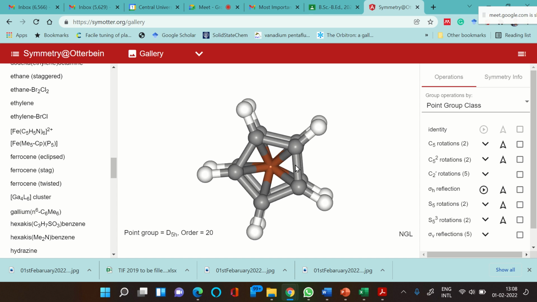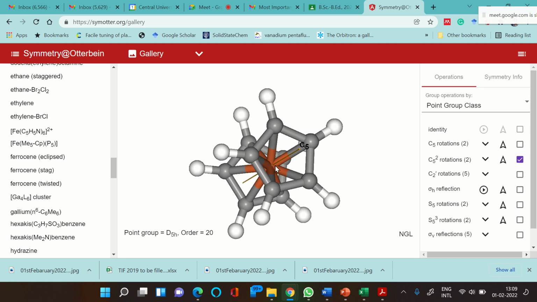So this doesn't have an S10 operation possible in this case, however there is an S5 operation that you can do. A C5 axis is there. This particular molecule is an example where you have a C5 axis. If we look at it separately, this is a C5 axis, this is C5, right?